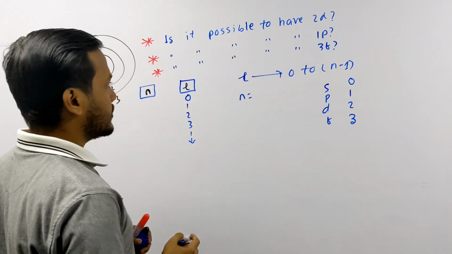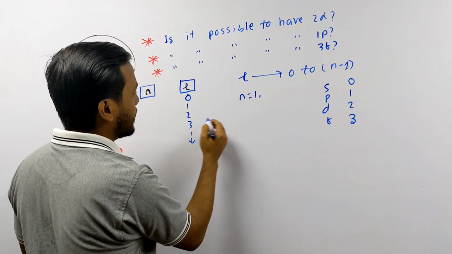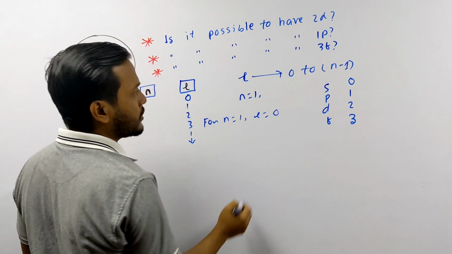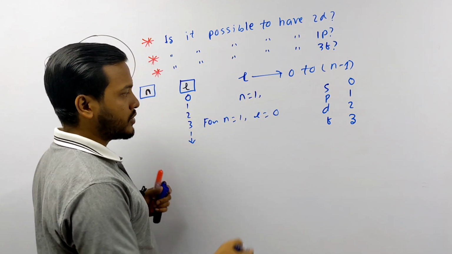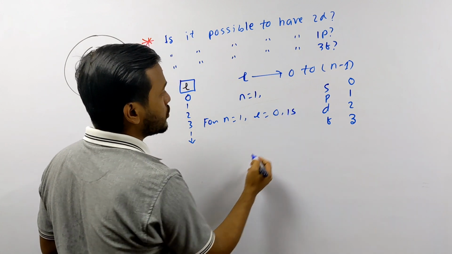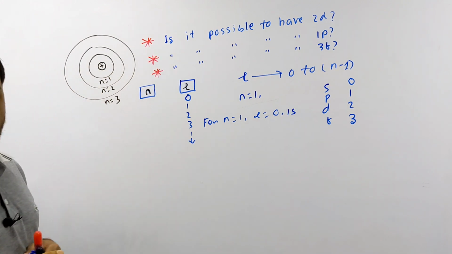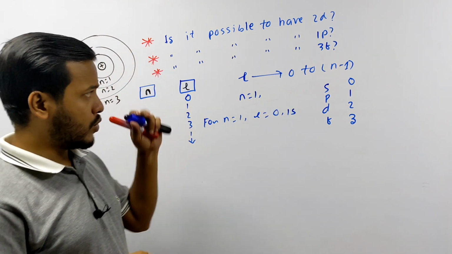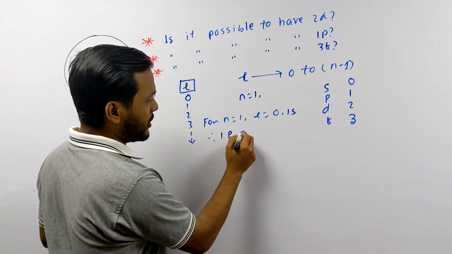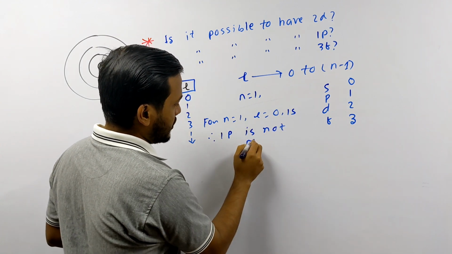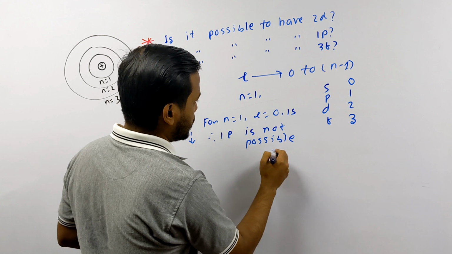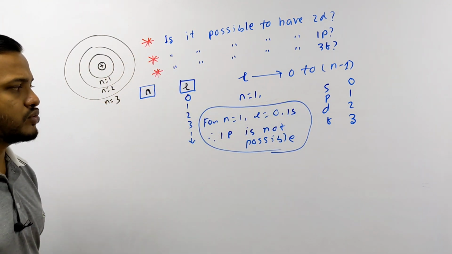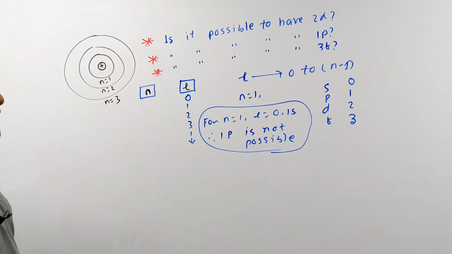For n equal to 1, L is equal to 0, that is, 0 to n minus 1, which is 0. So this is 1s. As for n equal to 1, L should have only one value, that is 0, and this is 1s. So 1p is not possible. This is the answer to the second question.